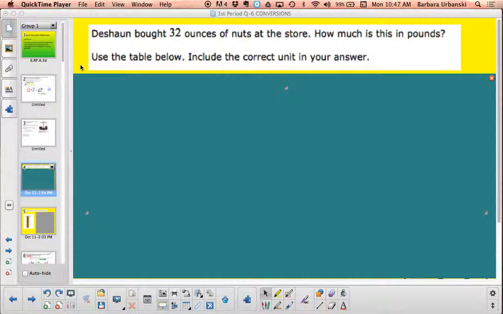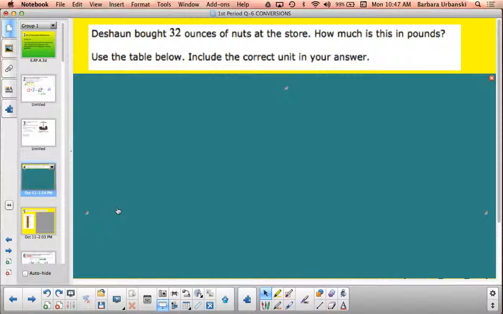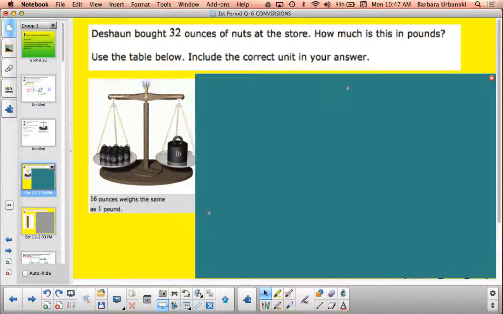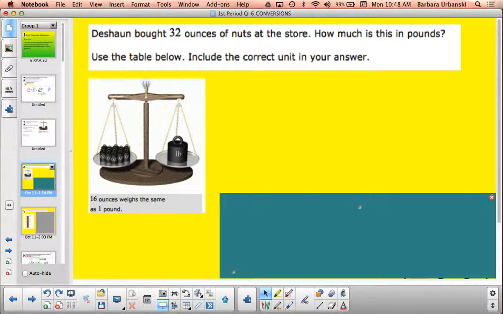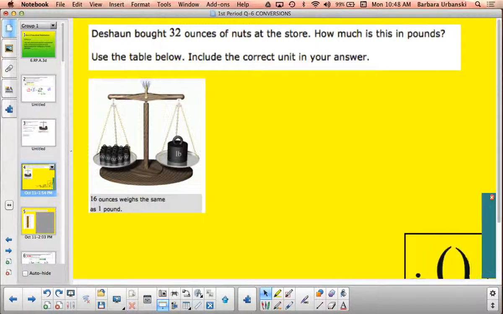Deshaun bought 32 ounces of nuts at the store. How much is this in pounds? They're giving you the table. They said use the table below and include the correct unit in your answer. So here we have that 16 ounces weighs the same as 1 pound. So that's good to know that 16 ounces would equal 1 pound.